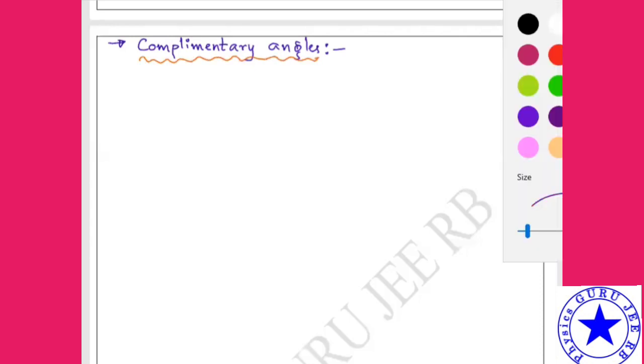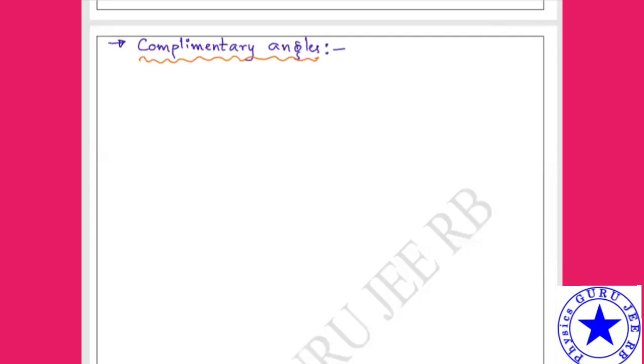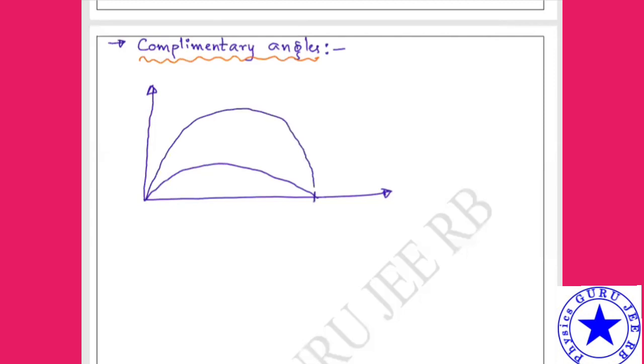So when I project a body, let me take a projectile motion. If I project a body like this, it reaches till this point. If I project even like this, it is reaching till this point, right? That means these angles are different. Let me take the first angle as 30 degrees, and this angle is 60 degrees. That means for 30 and 60, the ranges will be equal.